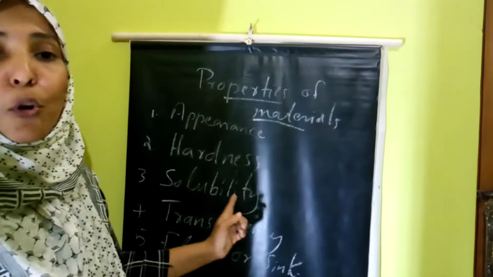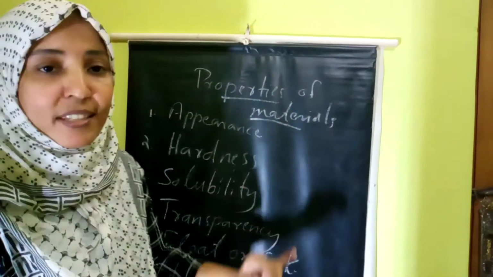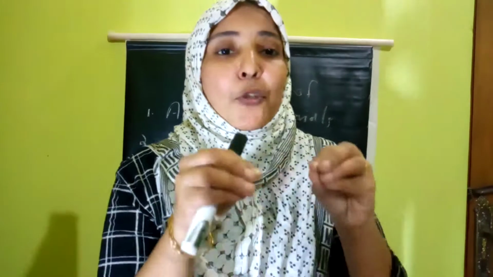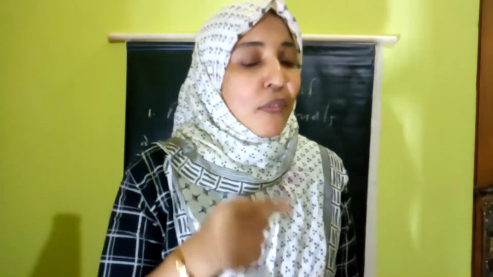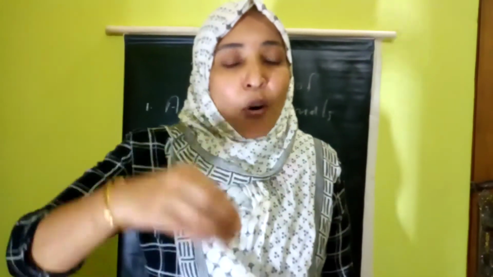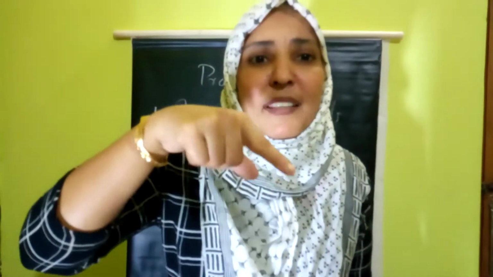Then another one is solubility. Solubility, a new word to use, is the ability to disappear or dissolve. When we are making lemon juice, we take the lemon, squeeze the juice, and add water, and also one more component. What is that? Sugar, to make it tasty. After adding the sugar, what will we do? We will mix it very well.